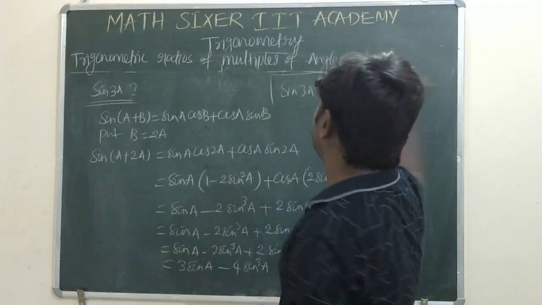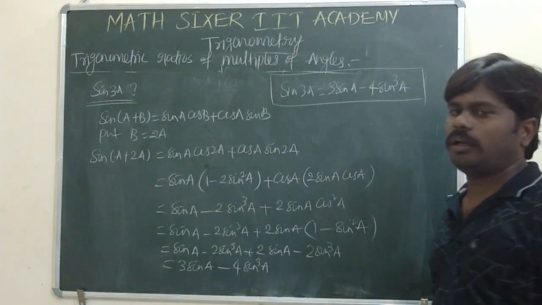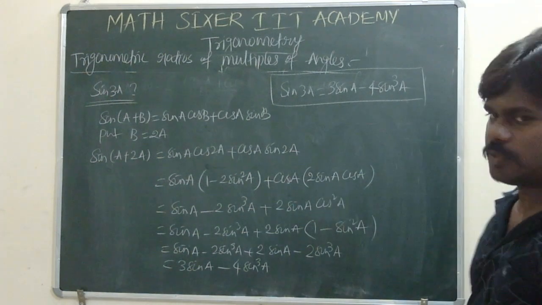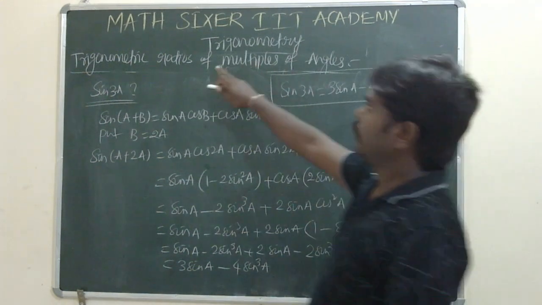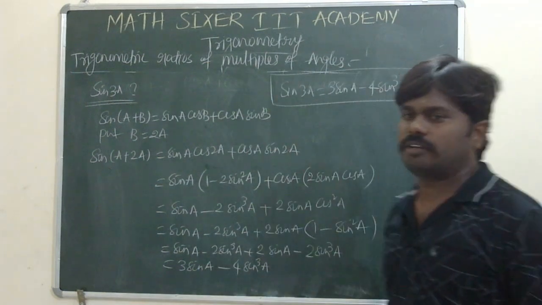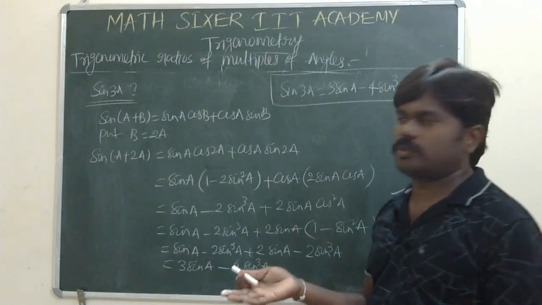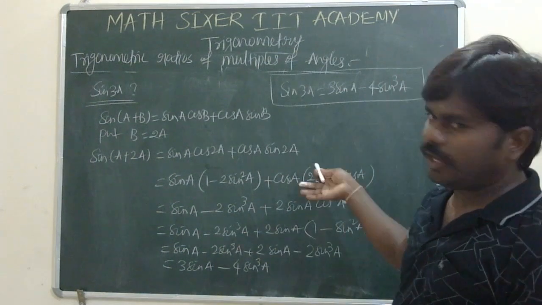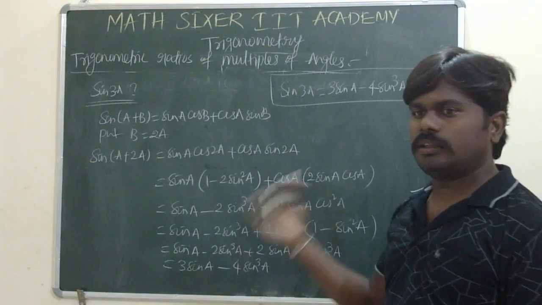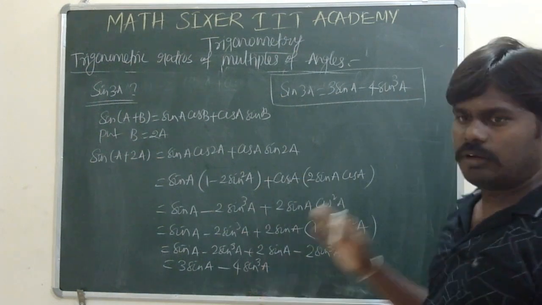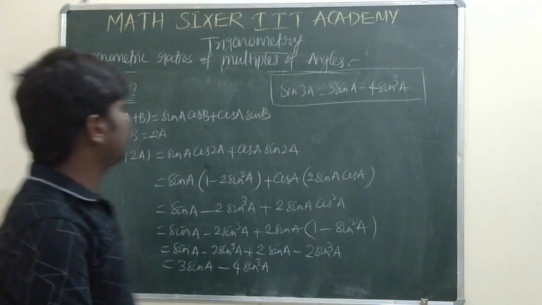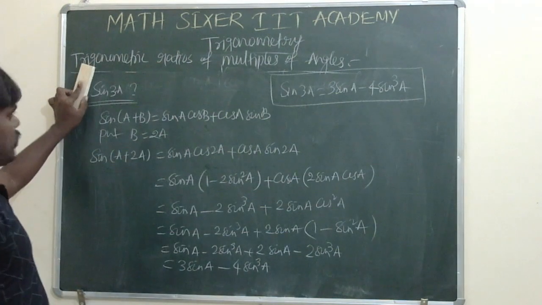Okay, this is also a very important formula, and these formulas we will use to derive some more formulas. Here we are seeing in this video trigonometric ratios of multiples of angles. So in the next video I am going to explain about the submultiples of angles. That time we directly write all the formulas, and in that we will substitute whatever we want. Okay, so that's all about sine 3a. Now we will see cos 3a.